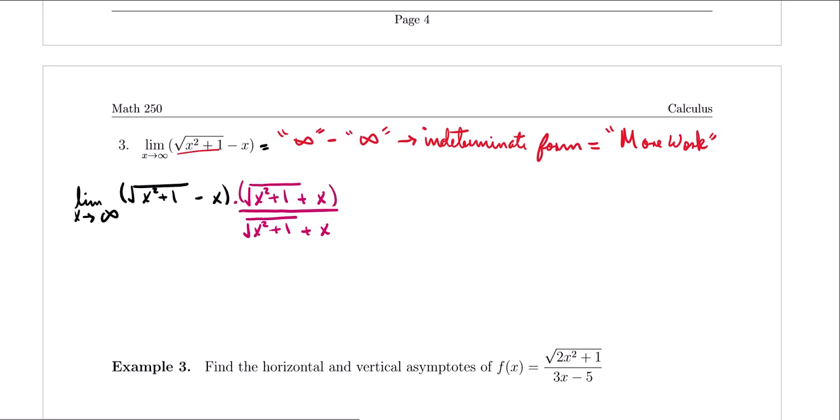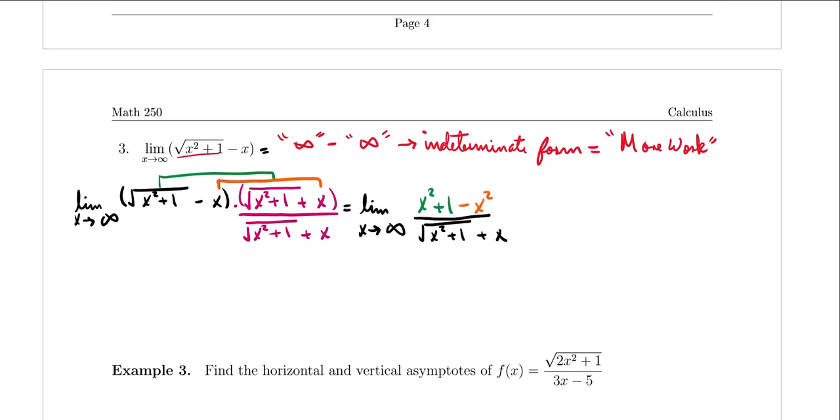Alright, so what does this simplify to? Remember that anytime you're multiplying conjugates, we can take the shortcut and simply multiply the firsts and the lasts. So taking the shortcut, we get the limit as x approaches infinity of x squared plus 1 minus x squared all over the square root of x squared plus 1 plus x. Lucky for us, we can make some simplifications here. I see that the x squared cancel. Perfect. Now I don't have any variables on the top.